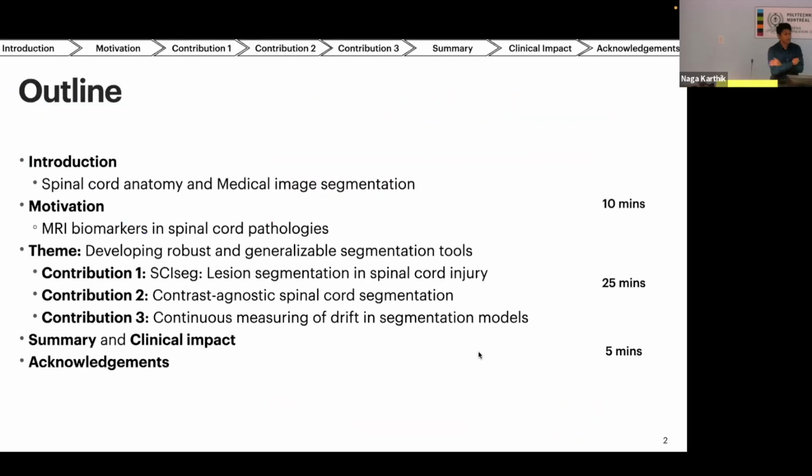So this is the outline of my talk today. Because the talk is going to be focused on spinal cord imaging, I'll give a brief introduction to the spinal cord anatomy, and also introduce medical image segmentation in general. We'll also look at some of the MRI biomarkers that we want to measure from spinal cord pathologies, and why we need segmentation tools. Then we'll move on to the contributions of the thesis, followed by the summary, the clinical impact, and the acknowledgments.